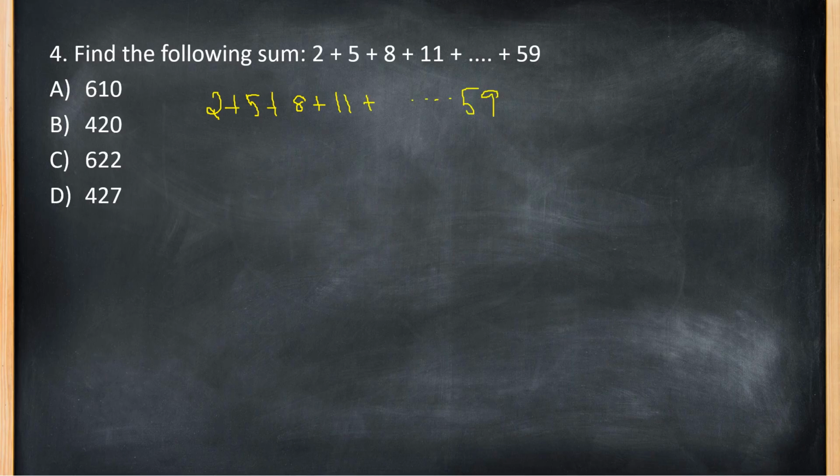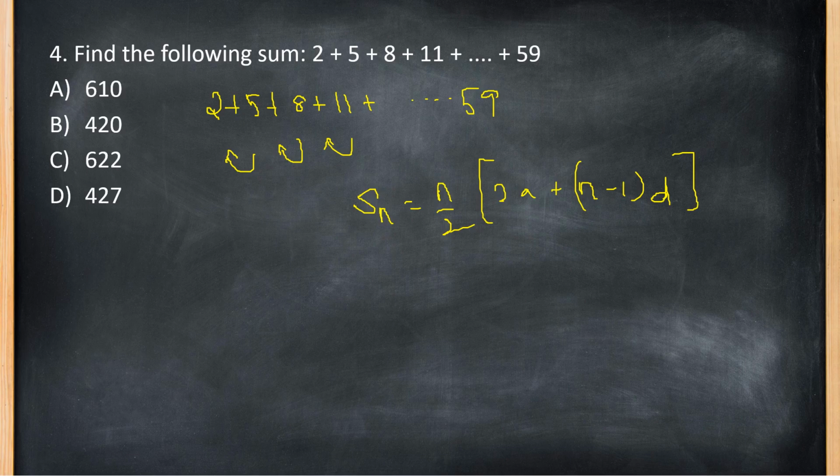First we need to understand if they are in arithmetic progression. Naturally, only with the help of the common difference we should be able to confirm. 5 minus 2 is 3, 8 minus 5 is 3, 11 minus 8 is 3. So the common difference is the same, so it follows an arithmetic progression. And the sum of the terms is direct: Sn is n by 2 into (2a plus (n minus 1) into d).